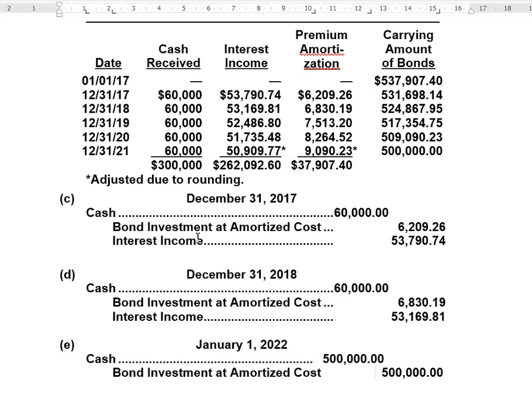Now, I did have a question in the class. Do I have to put the bond investment is at amortized cost? You can if you wish. You don't have to. But most of the time what we see is the fact that the bond investment is being handled, the interest is being calculated using the effective interest method. That would be disclosed in the notes so the reader would know it's amortized cost because we're amortizing the premium. So it's not necessary. A lot of times these are in note disclosures, but no problem including it in the account if you wish.